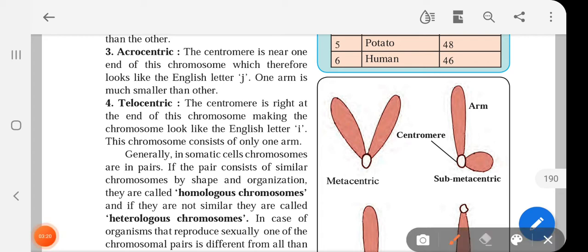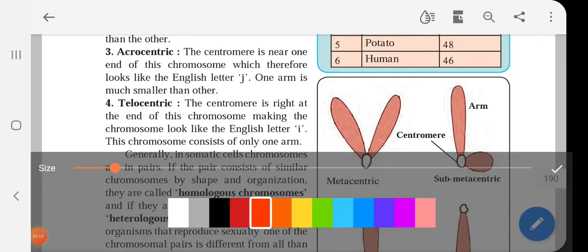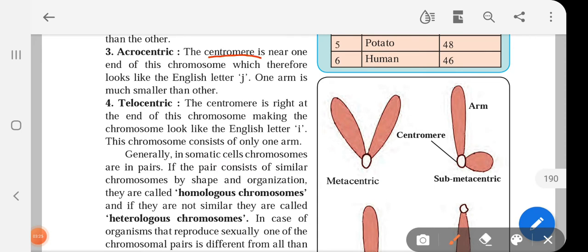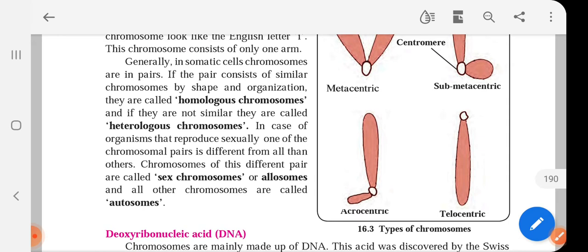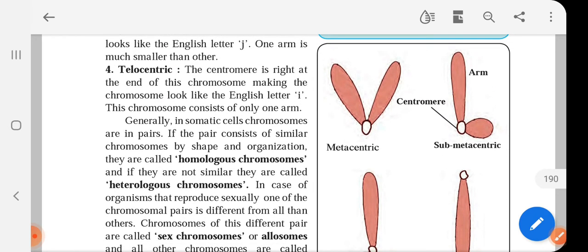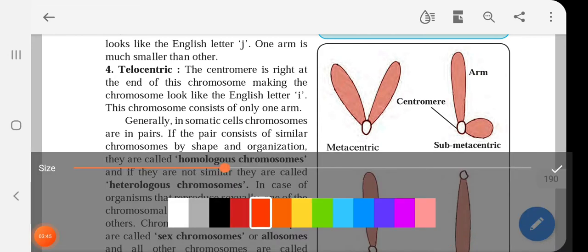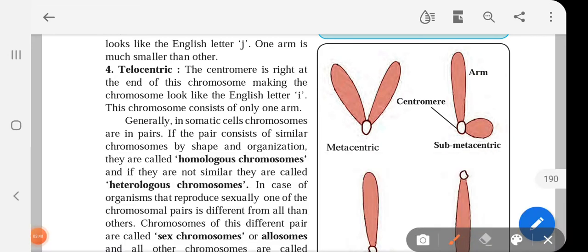Now let us come to the third one, acrocentric chromosome. The centromere is near one end of this chromosome, which therefore looks like the English letter J. One arm is much smaller than the other. Okay, it looks like J. You can see here this one, acrocentric, looks like J. The fourth one, telocentric chromosome. The telocentric chromosome is where the centromere is right at the end of the chromosome, making the chromosome look like the English letter I. This chromosome consists of only one arm.